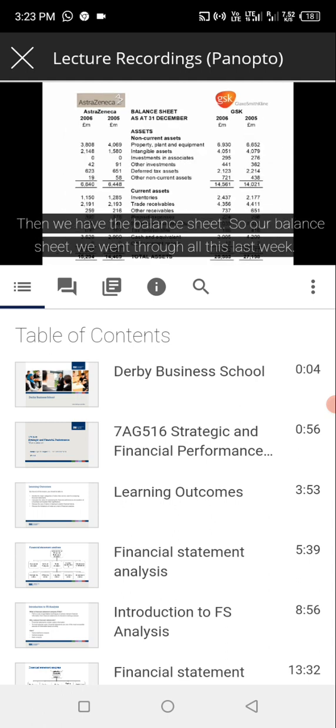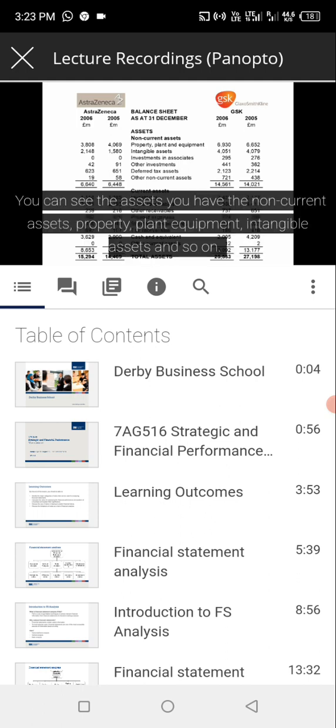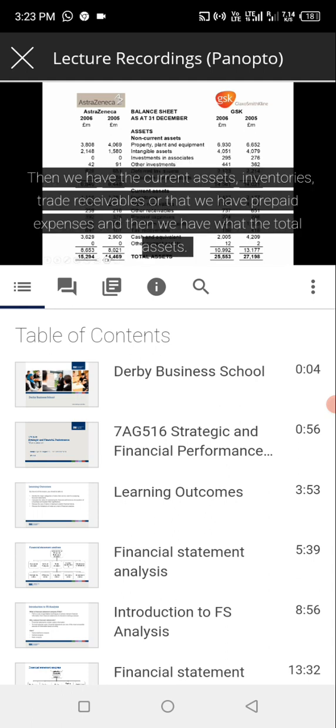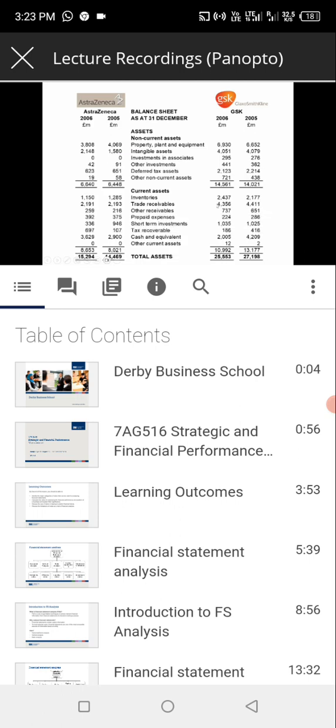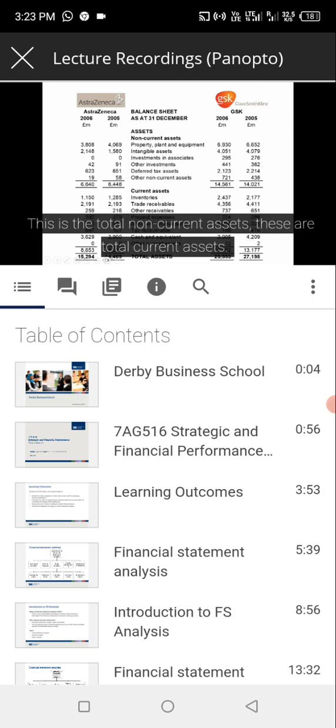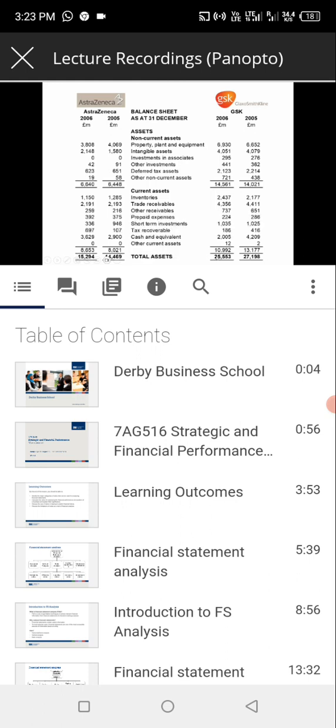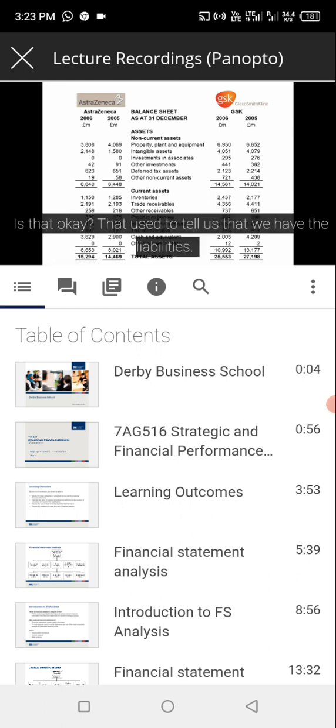Then we have the balance sheet. So our balance sheet, we went through all this last week. You can see the assets. You have the non-current assets, property, plant, equipment, intangible assets, and so on. Then we have the current assets, inventories, trade receivables, other receivables, prepaid expenses. And then we have what? The total assets. This is the total non-current asset. This is the total current asset. The addition of these two will give you the total asset. Is that okay? That gives you the total asset.